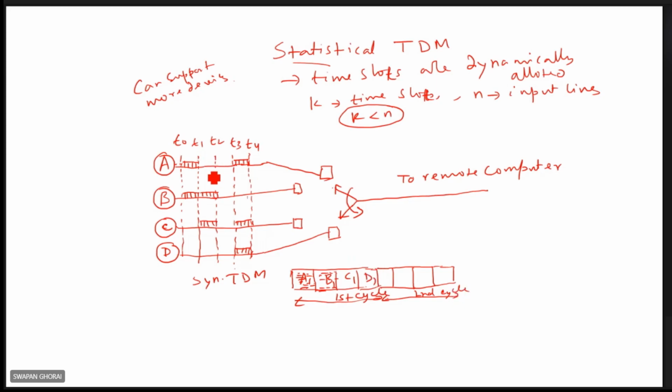In the second cycle, you see A has no data to send, blank. B has data to send. This is A2 actually, A2. This is B2. So this time it is filled with data. C2 is also filled with data. But D2 is blank. So it is quite clear now.